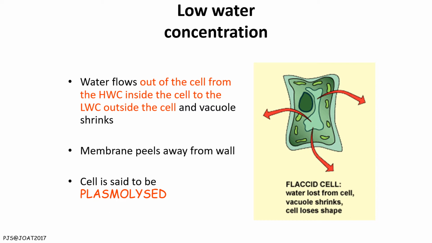So this is going to cause your vacuole to shrink. Now when your vacuole shrinks, it's going to pull in the cytoplasm and it's going to peel the cell membrane away from the wall. And when it is in this state, the cell is said to be plasmolysed. So you need to remember when it gets put into a salt solution, the plant cell is going to become something called plasmolysed. That word is very, very important. So salt solution, plasmolysed.